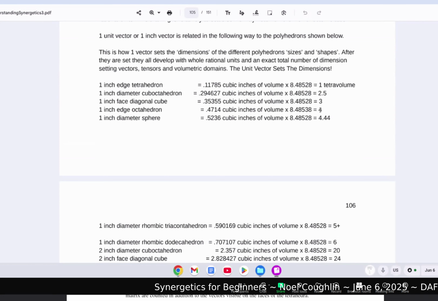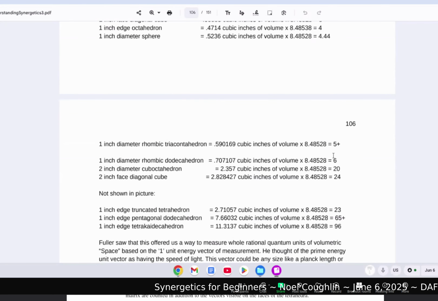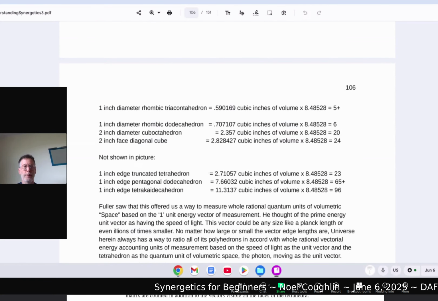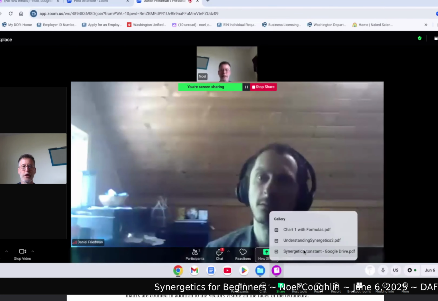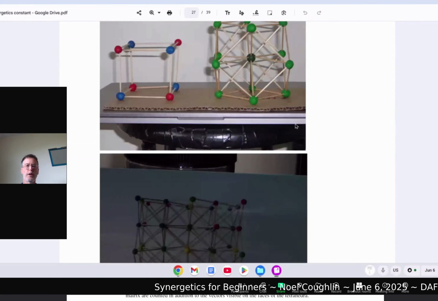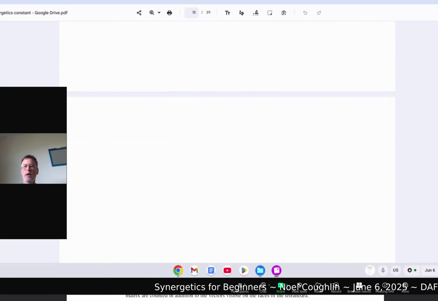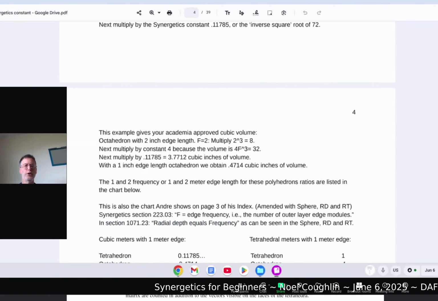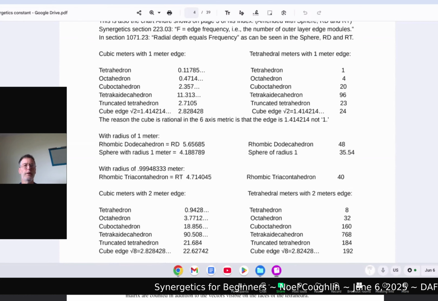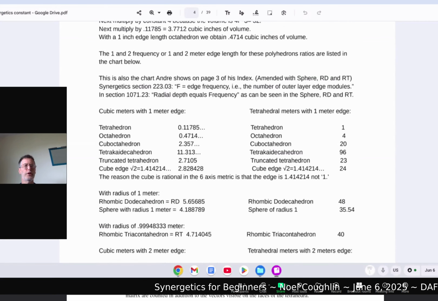The octahedron, the rhombic tricontahedron, the rhombic dodecahedron, the cube octahedron, the cube, the truncated tetrahedron, the pentagonal dodecahedron, and the tetrachydecahedron all become rational whole units within that system of measurement of Synergetics. That whole rational unit measurement of Synergetics then shows how in our regular math, how much of this to show right here?